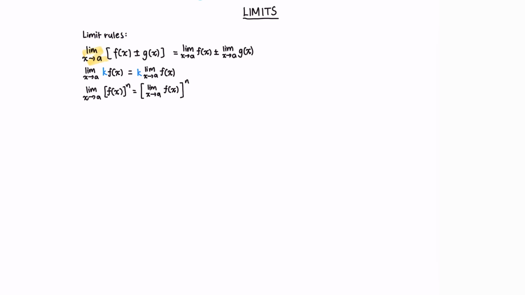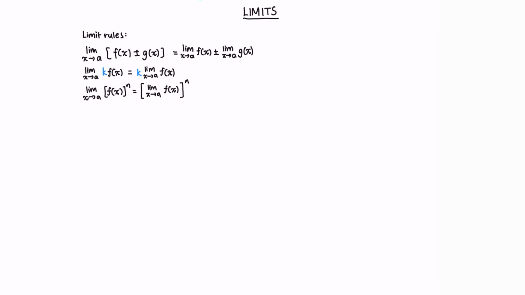If we have the limit as x approaches a of two functions f(x) plus g(x) or f(x) minus g(x), this is the same as splitting this into two separate limits, where we have the limit as x approaches a of f(x) plus or minus the limit as x approaches a of g(x). Now this one is about constant multiples. If we have the limit as x approaches a of k times f(x), where k is a constant, this is the same as bringing the constant outside of the limit.